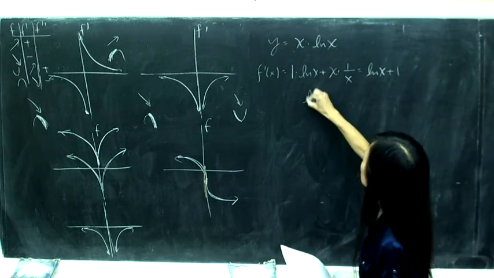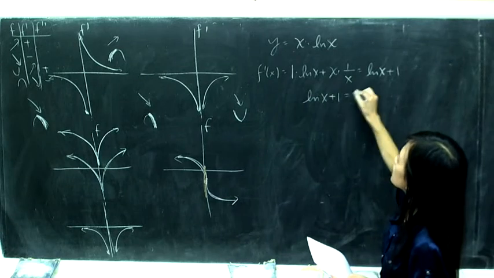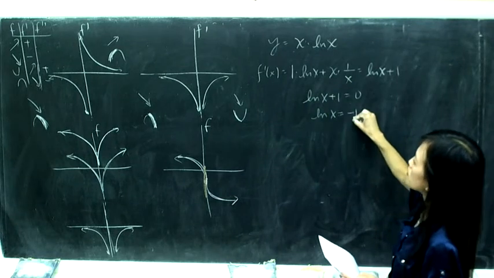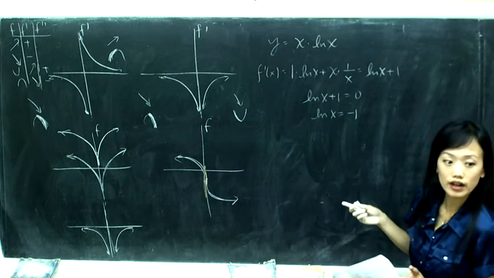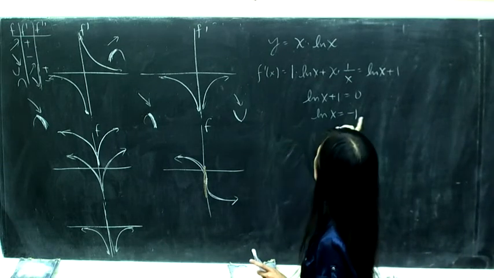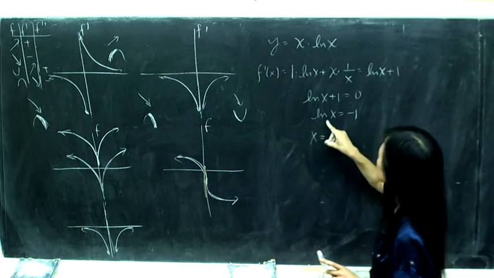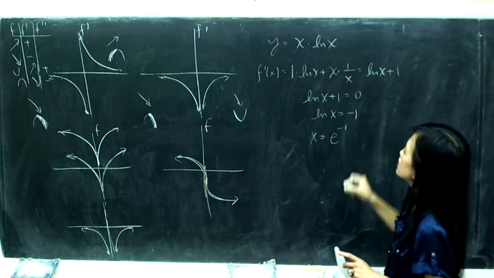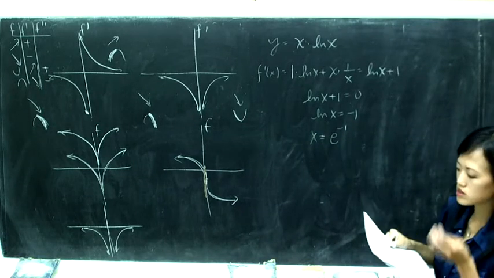If I do ln of x plus 1 equals 0, ln of x equals negative 1. But ln of x can never be negative 1, right? Because ln functions are, actually it could be negative 1. So e to the negative 1, so I get x equals e to the negative 1. That's one of our zeros.